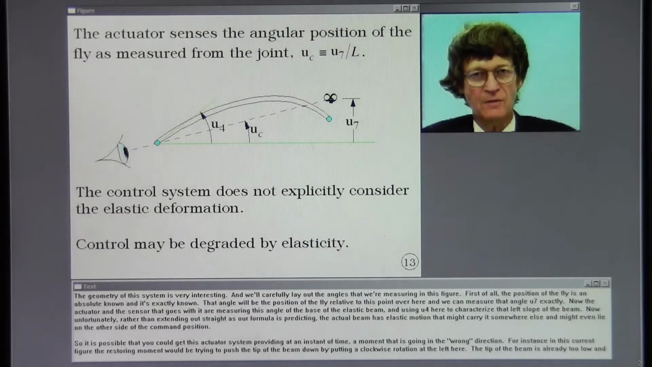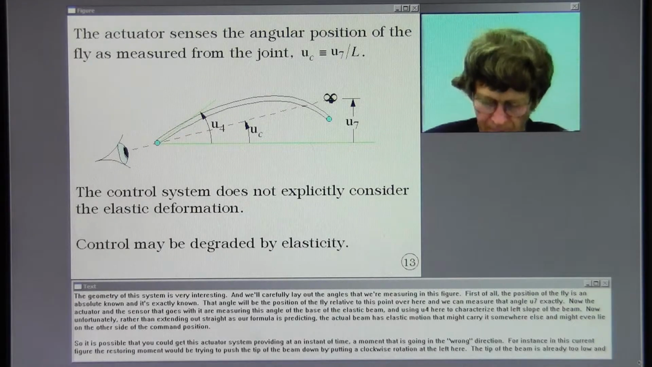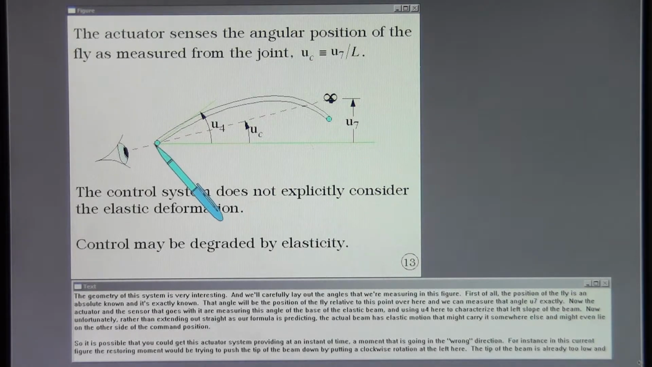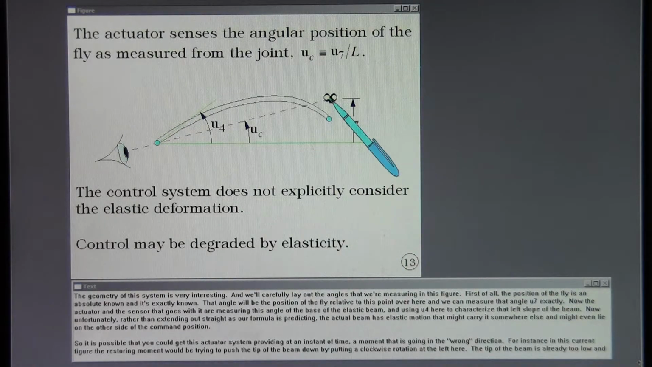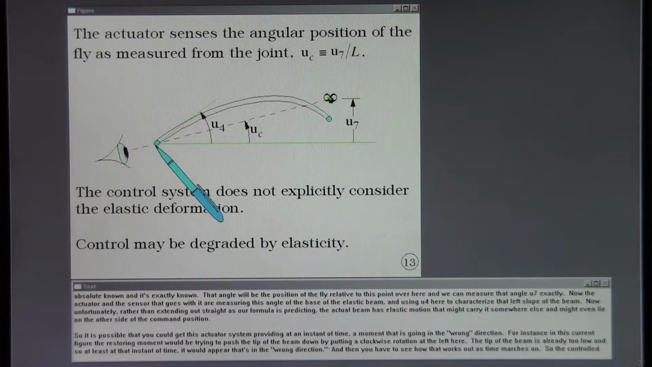The geometry of this system is very interesting, and we'll carefully lay out the angles that we're measuring in this figure. First of all, the position of the fly is an absolute known, and it's exactly known. That angle will be the position of the fly relative to this point over here, and we can measure that angle U7 exactly. Now the actuator and the sensor that goes with it are measuring this angle of the base of the elastic beam and using U4 here to characterize that left slope of the beam.